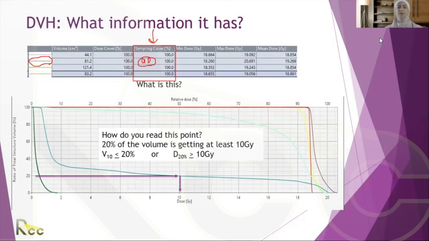So you will spend a lot of time to do one single plan. If you make it big enough to include all your CT scan, you can do that, but then the planning system will take very long time to do the calculation. If you make it very small, just around the PTV, of course you will have very quick time for planning, but then again, you're not really having the information for the surrounding organs. So you want it to be big enough to include all the organs at risk.